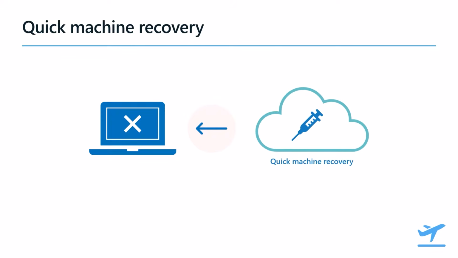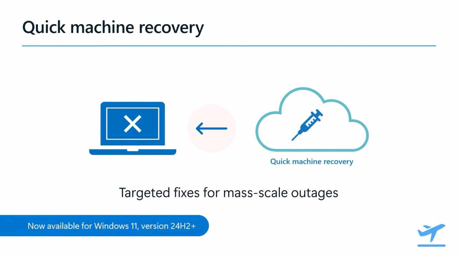This was first publicly released in July 2025, and it is available for Windows 11 version 24H2 onwards. This was, if I believe correctly, one of the first recovery tools that we introduced. And like I mentioned, this is a high-level recovery for when the scale is larger and when Microsoft has a fix available for that.